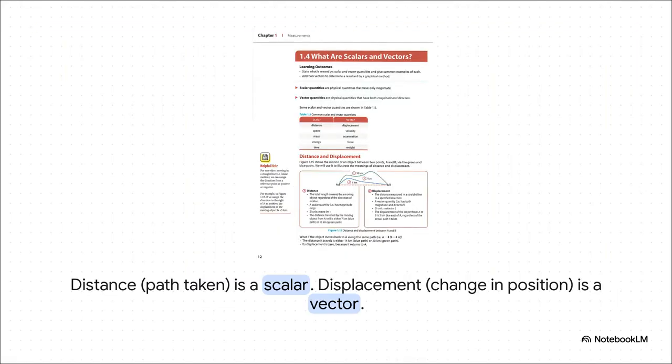This little diagram of a trip from point A to point B shows it perfectly. See that winding green path? The total length you actually walked, that's the distance. It's a scalar. But that straight red arrow from your starting point to your ending point, that's your displacement. It's a vector, because it has a length and a very specific direction.